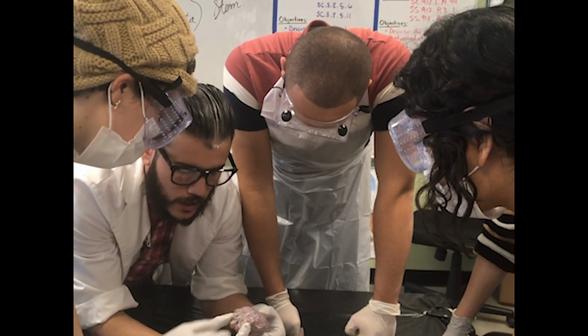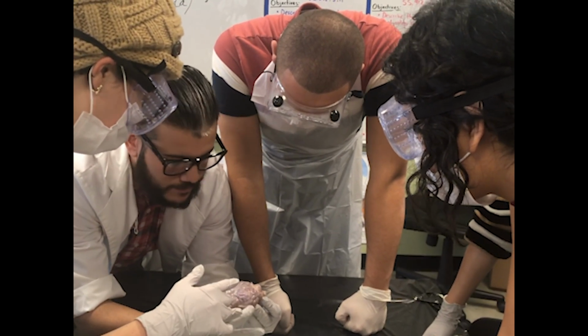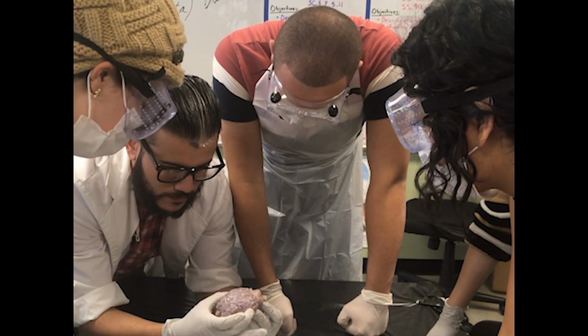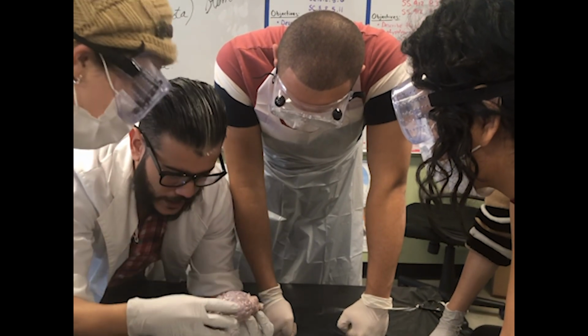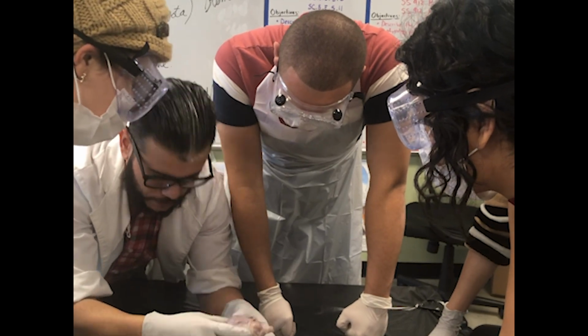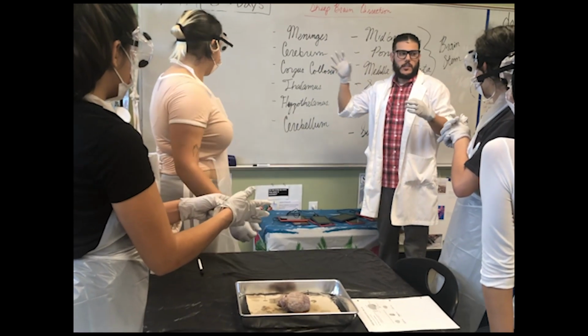So once again, put all of us together here. What lobe? Frontal. Sides? Temporal. Top? That's parietal. And then back, occipital. Very good.